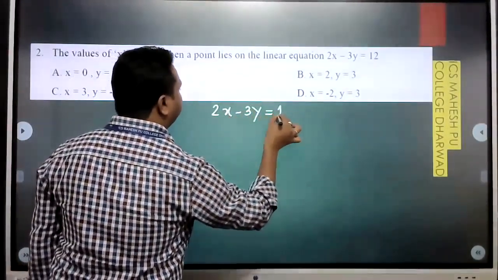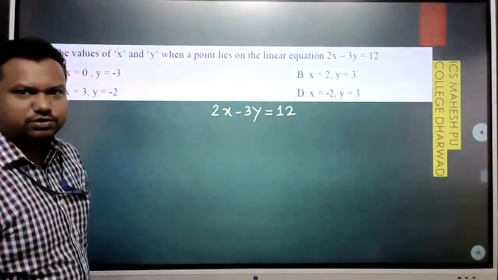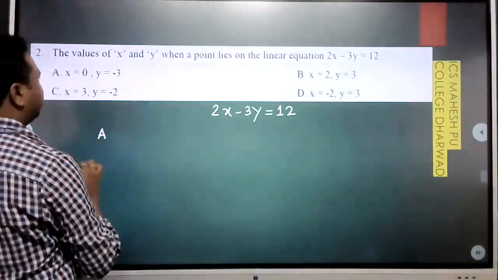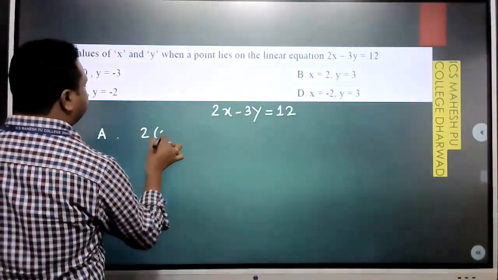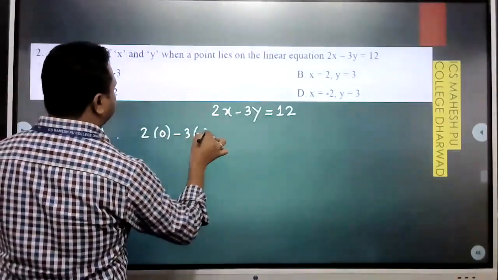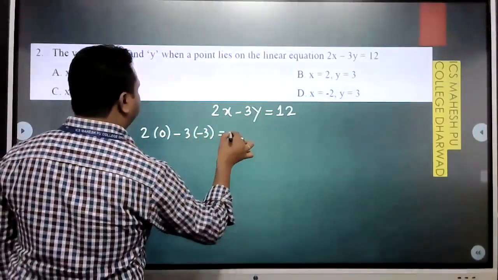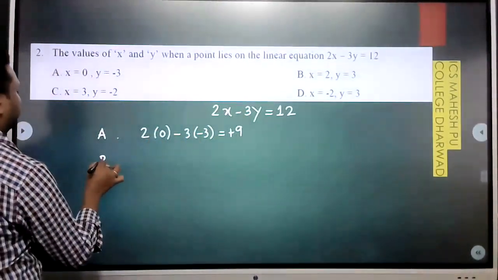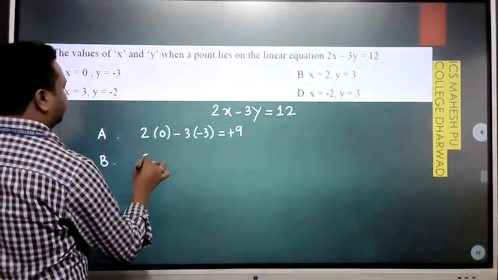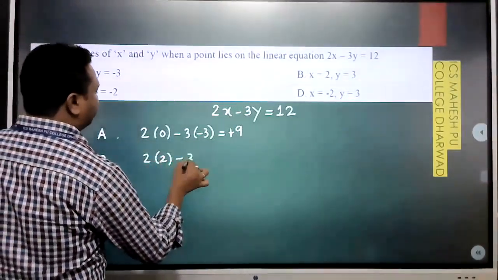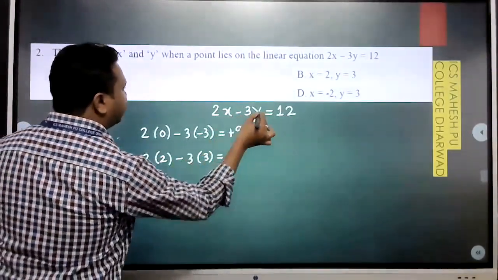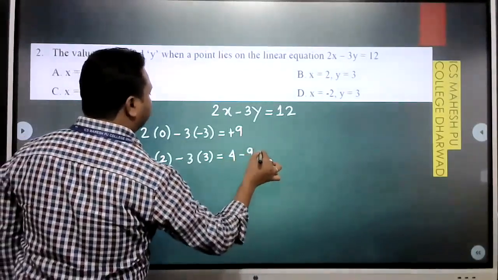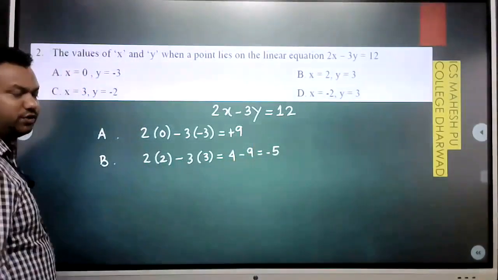So let us consider the linear equation 2x - 3y = 12. Let us take the first option: x = 0, y = -3. Let me substitute here. Minus into minus, that is plus 9, which is not equal to 12, hence option A is wrong. Let's go for option B: x = 2, y = 3. I am replacing x and y from the options, right? 2 2s are 4, 3 3s are 9, that becomes -5. Again, it is not equal to 12.